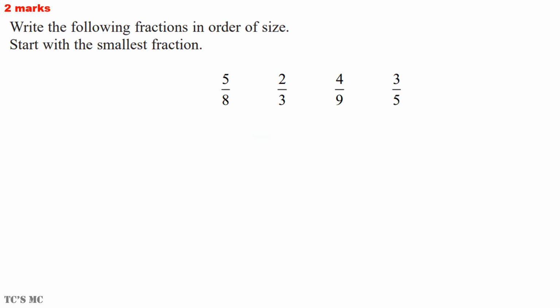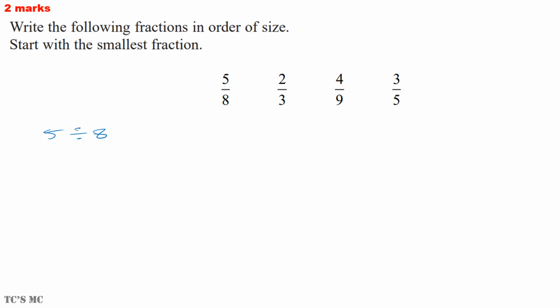Write the following fractions in order of size. Start with the smallest fraction. For this question, I am going to convert every single fraction into a decimal. To do that, we need to do the numerator divided by the denominator.